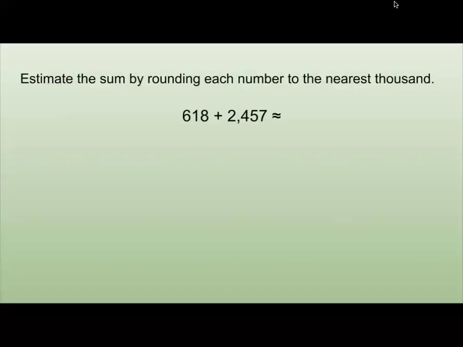Okay, here is our first example problem. What we're going to be doing is estimating the sum by rounding each number to the nearest thousand. Sums are answers to addition problems and differences are answers to subtraction problems. So when you see the word sum, that means we're going to be adding those numbers together. But first, we're going to round each one to the nearest thousand because we're not trying to find out exactly what this is equal to. We're trying to figure out about how much this is equal to. That's why we have a wavy equal sign there. That's what that means. They're asking for about how much.